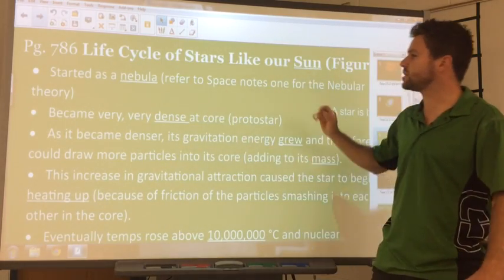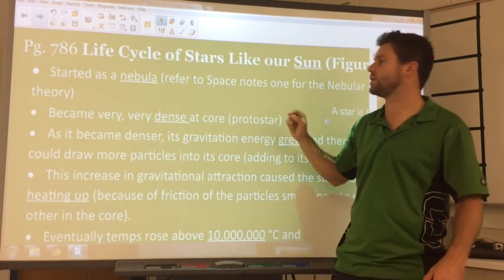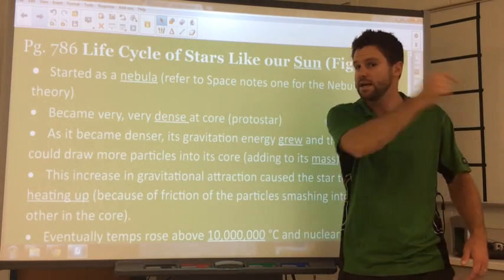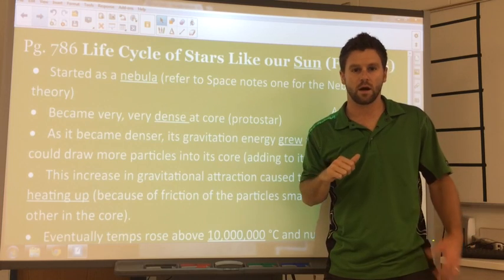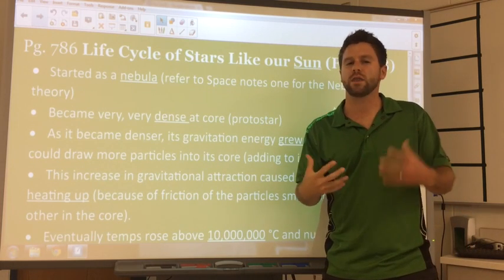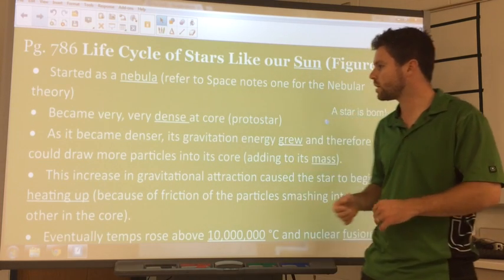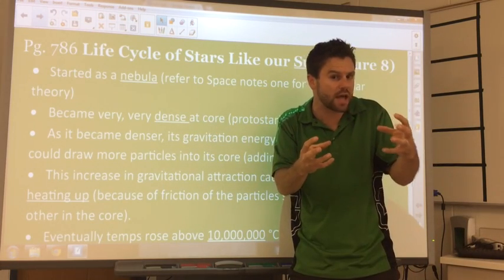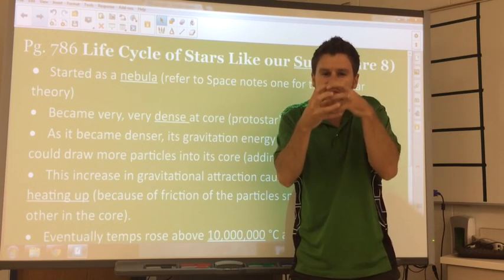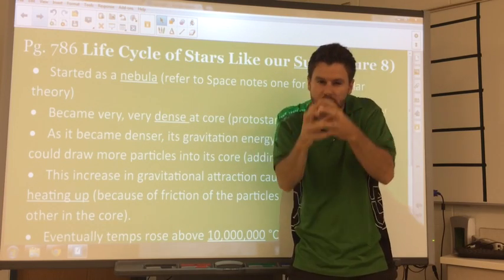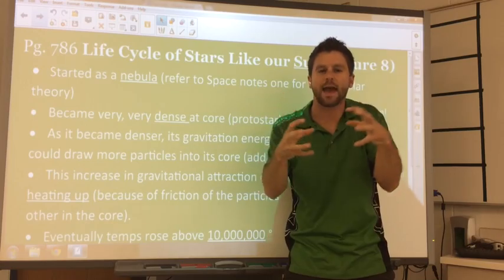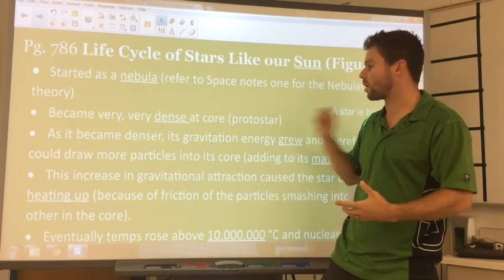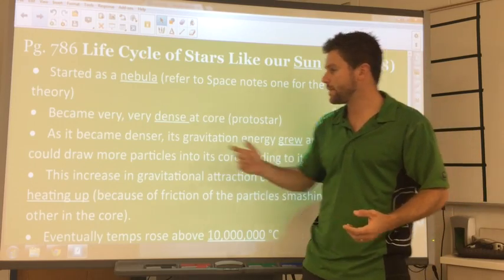So if we're filling in these notes, all stars are going to start out as nebulas, all right? And we talked about the nebular theory in the space notes, the hypothesis behind how we think our sun was formed. Now, as that clump of gas and dust, mostly hydrogen and helium, condenses and gets much more dense, it gets to a very dense core known as a protostar, okay?